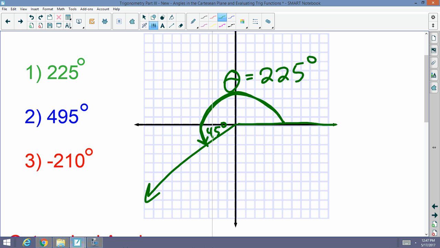What's my terminal side? This guy right here. That's where I ended. That's my terminal side. Does that make sense? Promise?